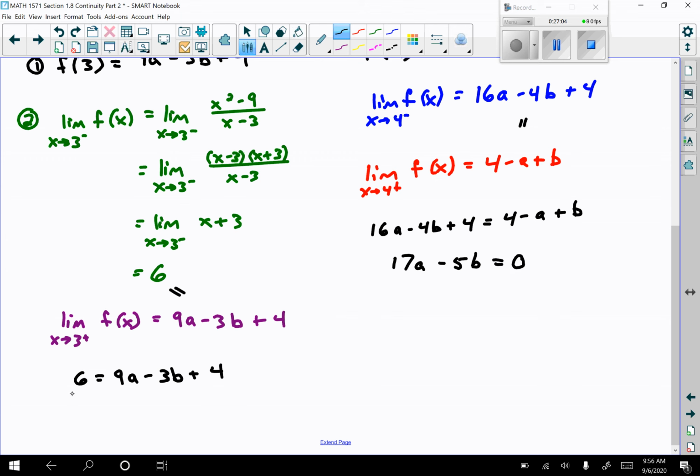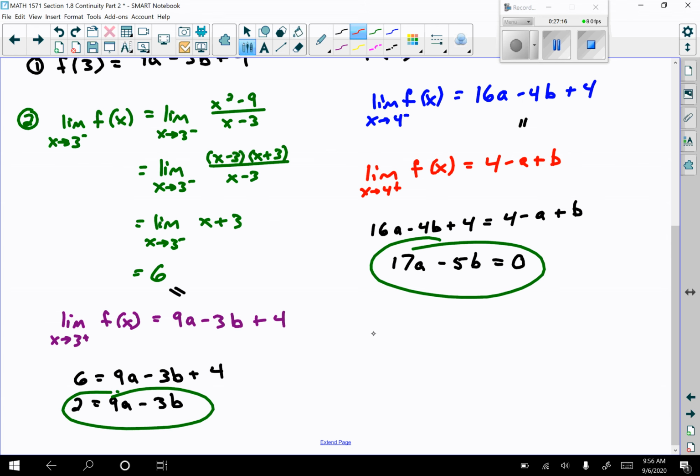Down here, let's just subtract 4, so I'm going to get 2 is equal to 9a minus 3b. I'm going to set both of these equations up as a system to help me solve for a and b. So I have 17a minus 5b equals 0, and I'm just going to switch this around: 9a minus 3b equals 2. I'm going to use the elimination method here. I'm going to multiply this top equation, let's say we multiply it by 3. I want to get rid of the b's. The bottom equation I want to multiply by a negative 5.